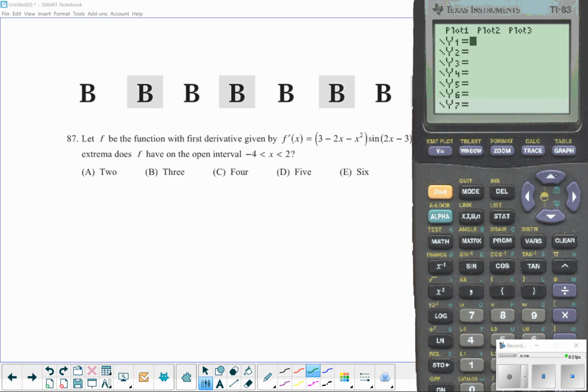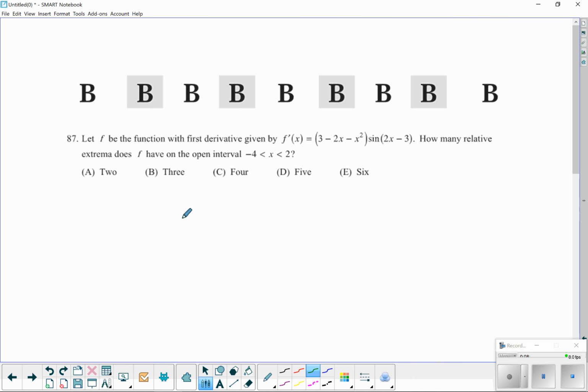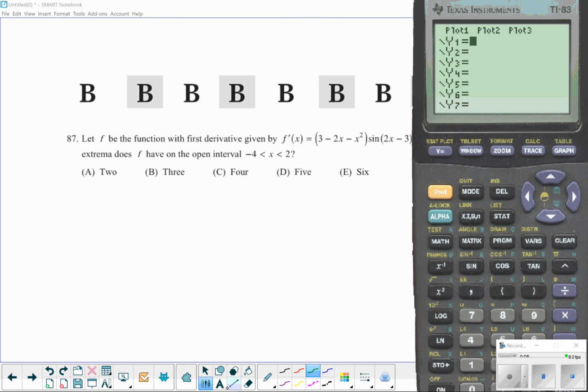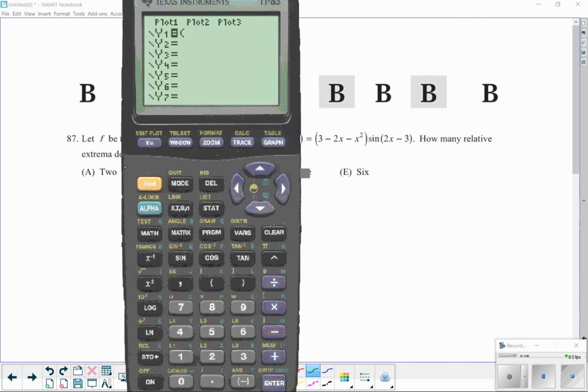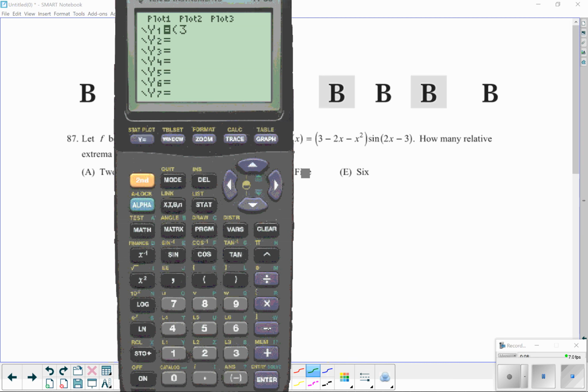All right, so 87 says let f be the function with the first derivative given by this function here. How many relative extremas does it have on the open interval? All we really need to do is look at the first derivative right here, which is given. And luckily we have a calculator allowed option. So we're going to type in 3 minus 2x minus x squared, close that off, and then times sine of 2x minus 3. You don't have to put times.